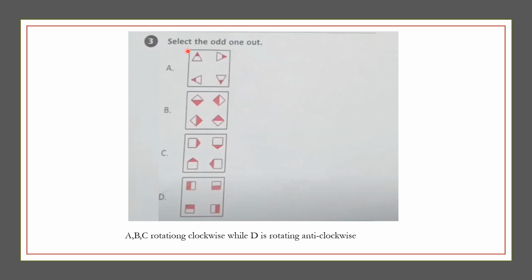Question number 3. Select the odd one out. Now let's start from option A. Here the top is here, then it is rotated to the right side, clockwise, again clockwise, again clockwise. Now let's see option B. It's here, rotated clockwise, clockwise, then again clockwise. Here clockwise rotation, clockwise rotation, clockwise rotation. Here it's anti-clockwise rotation. Here also anti-clockwise, here also. So all are following the clockwise rotation, only D is rotating anti-clockwise. So the odd one out is option D.